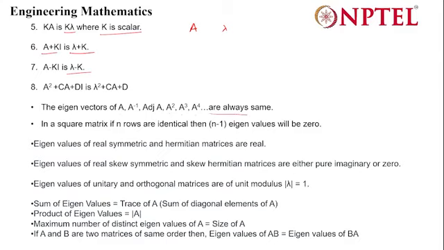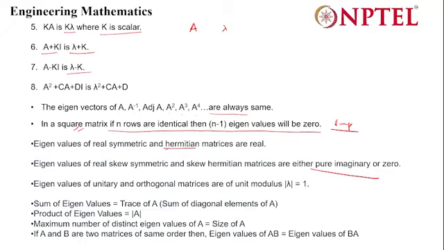Okay. In a square matrix, if n rows are identical, then n minus 1 eigenvalues will be 0. This is also an important property. We'll do a question on this property, then you will understand. Then some small properties: eigenvalues of real symmetric and Hermitian matrices are real. In the next slides, we will see what Hermitian matrices are. Then eigenvalues of a real skew symmetric and skew Hermitian matrix are either pure imaginary or zero.